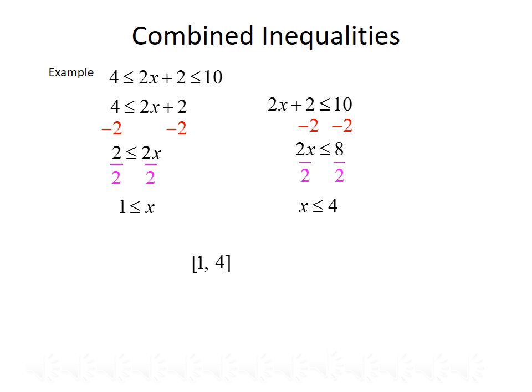And we need to check and make sure that this makes sense. Remember, when you're writing your intervals, the smaller number has to come first. If it doesn't, you've made some kind of a mistake. So since 1 is less than 4, this checks out.